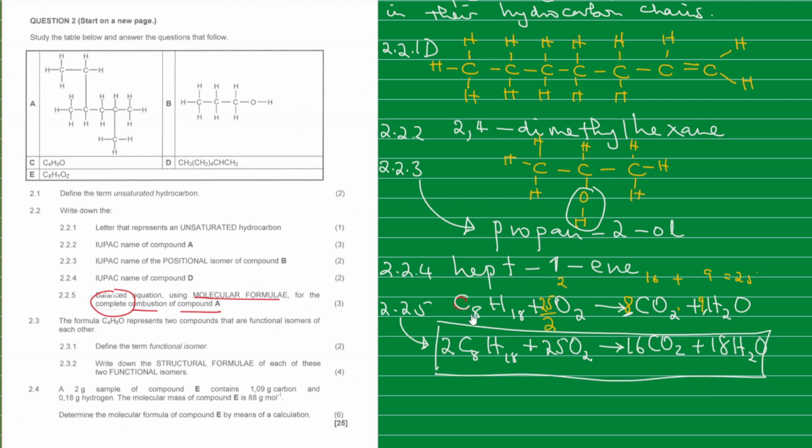Okay, so this one is more like a workout to come to this answer. So if you check here, 2 times C8, that is 16. Here I've got 16 carbon. How many hydrogen? 36. 2 times H18, 36. Here how many hydrogen? 18 times 2, 36. How many oxygen? 25 times 2, 50. Here how many? On the right, 16 times 2, that is 32 plus 18, that will give you 50. So now it's balanced out.